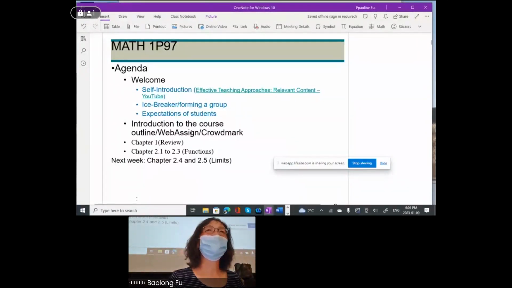That is the learning platform where we do our online homework. That is 12%. We also have CloudMark. You submit your written assignment on CloudMark. Okay. So today we do need to go over two chapters. Chapter 1 is the review for pre-calculus. Chapter 2, Section 2 and Section 3 for functions. Next week, we'll do Chapter 2.4 and 2.5. Okay. Any questions about the schedule, the agenda?